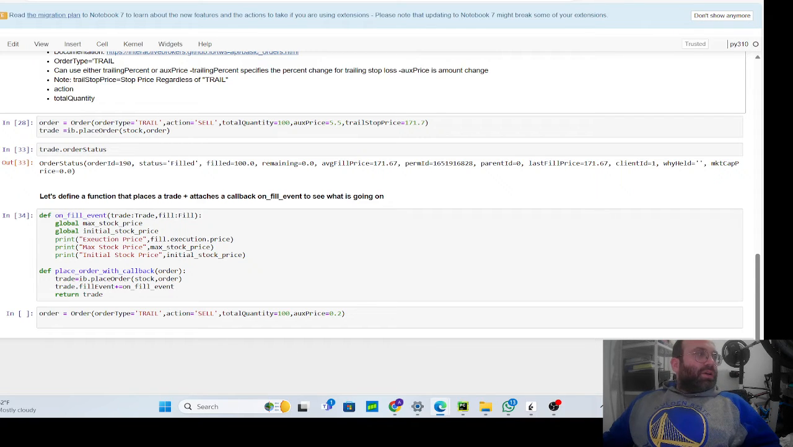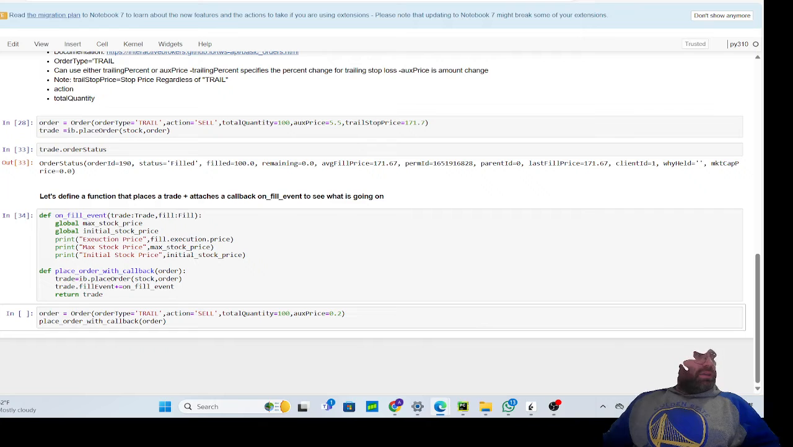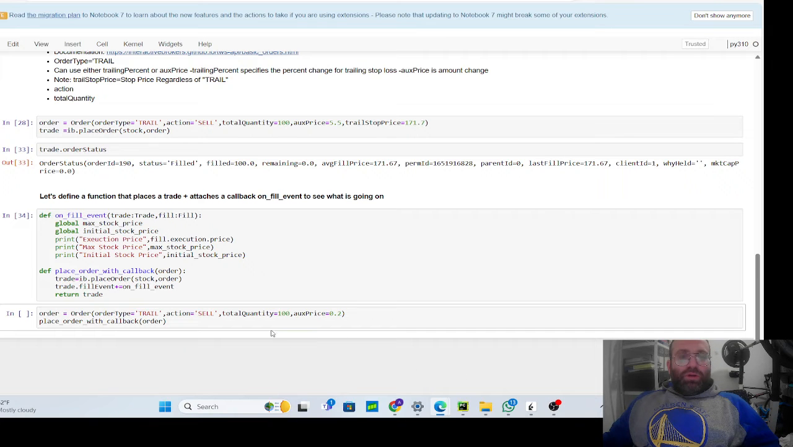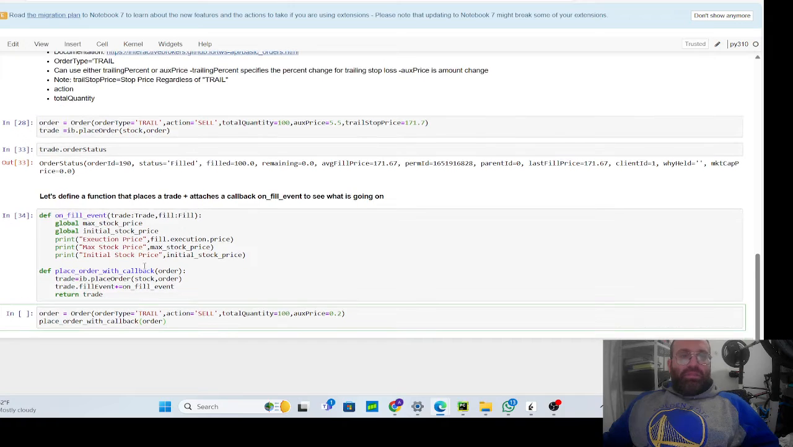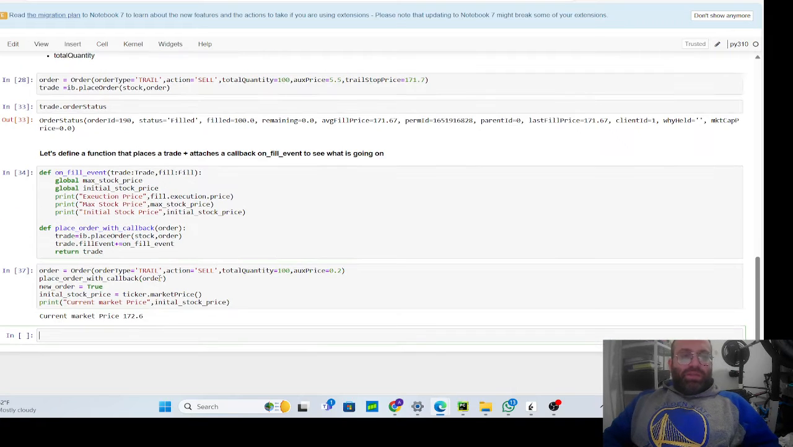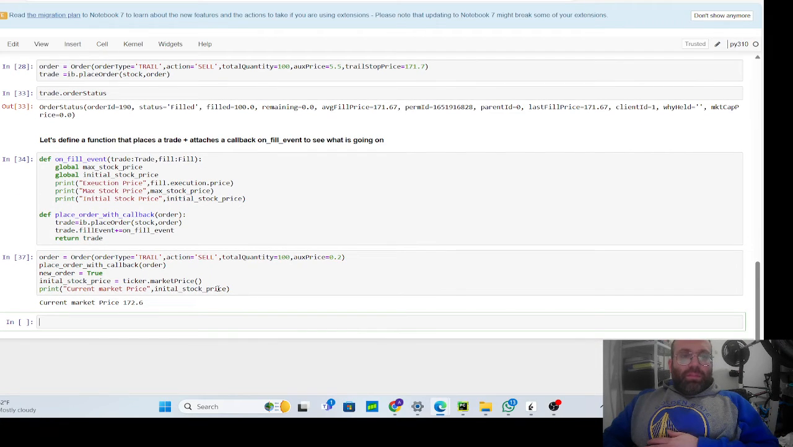Okay, so now I'm going to do this place order with callback, and I'm going to set the new order flag to true and the initial stock price. You don't really need this. The new order flag just helps me with the first callback to keep track of the maximum price. So here, what happened is I placed the order. My trailing stop is 0.2. Wow, Tesla just jumped.